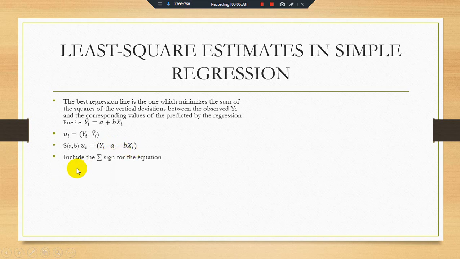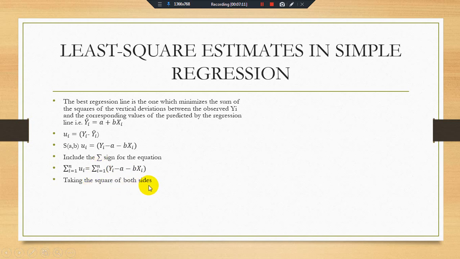Okay, including the sigma for the equation. When you are using a sigma, putting a sigma on both sides, it means that we have ui, so the sum of ui started from i ranges to n. Like that we have a sigma for yi minus a minus bxi, started from i equals 1 to n.